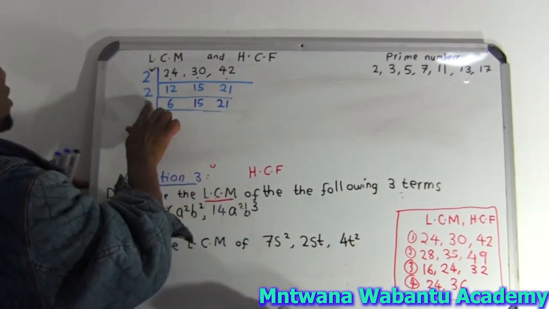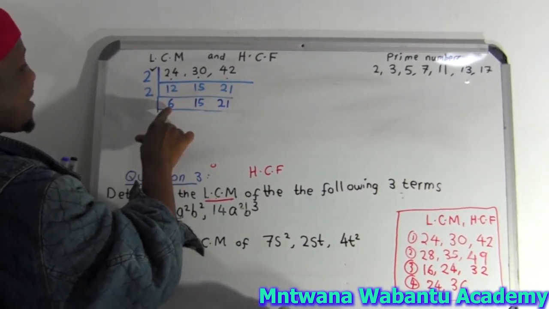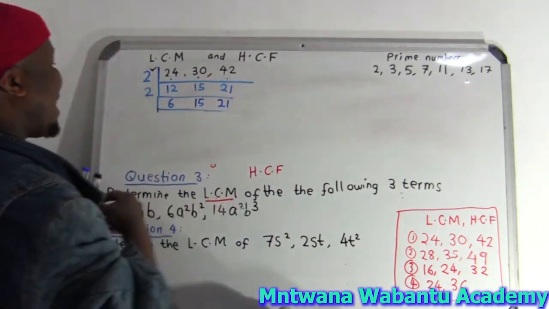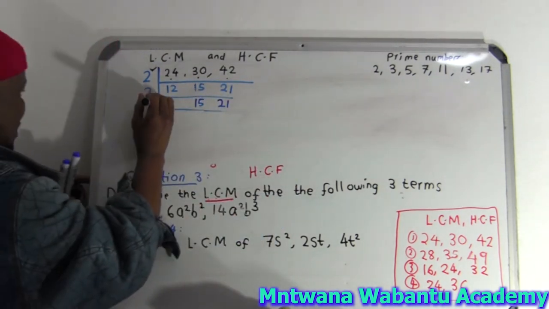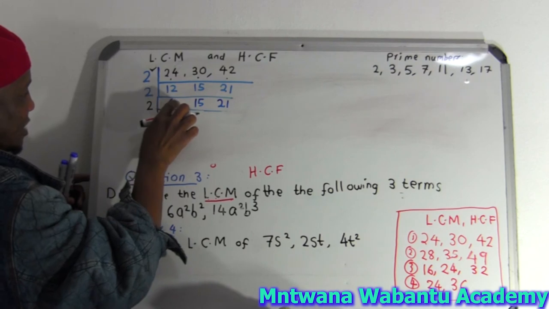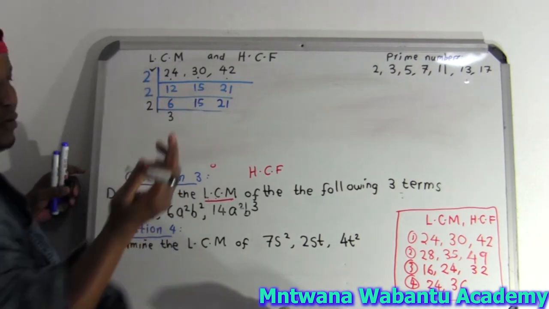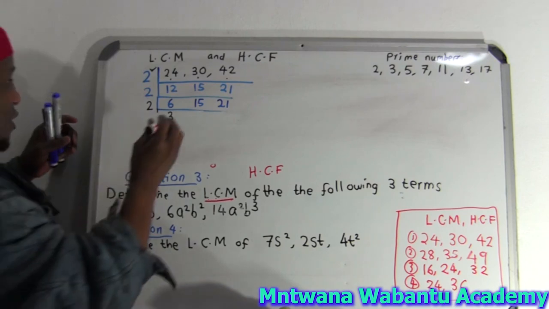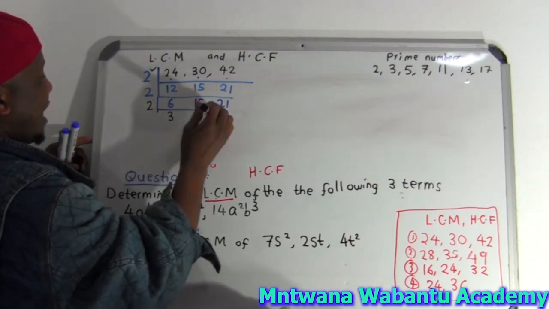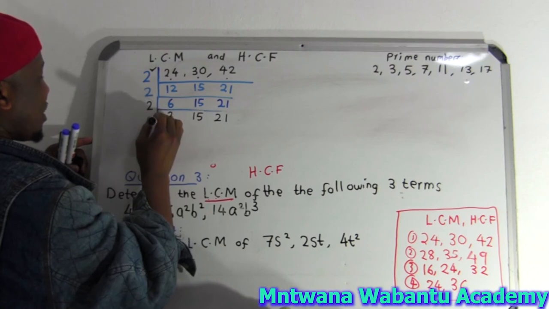Okay, so we were here. We think we cannot go to 3 before we go for 2 again, until no number is divisible by 2. So we say 2 again. 6 divided by 2, you get 3. 15 divided by 2, no. We don't need a remainder, so right away we write 15 as it is. And this is going to be 21, because this is going to give a remainder.